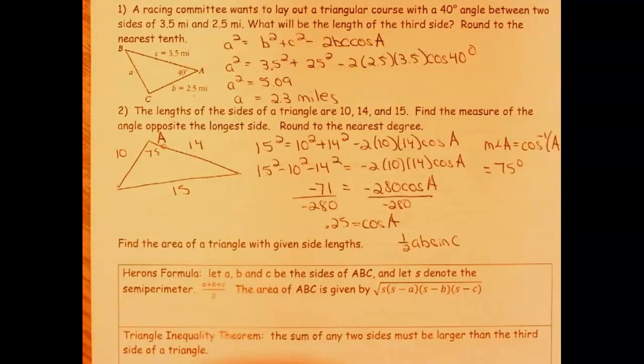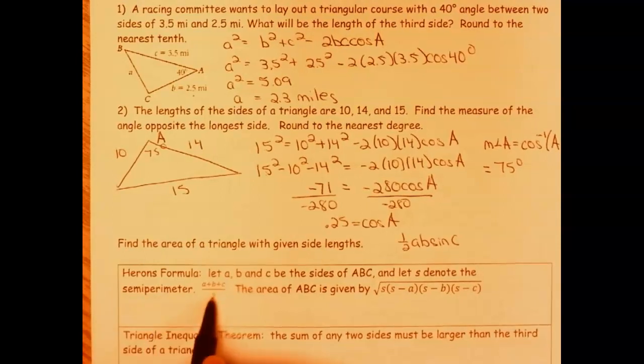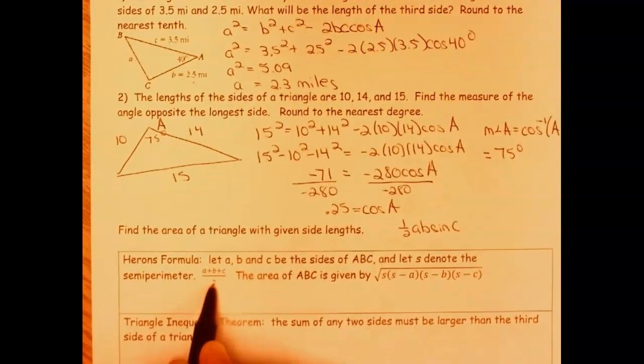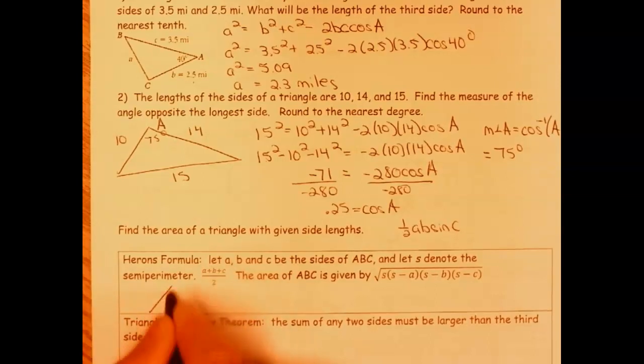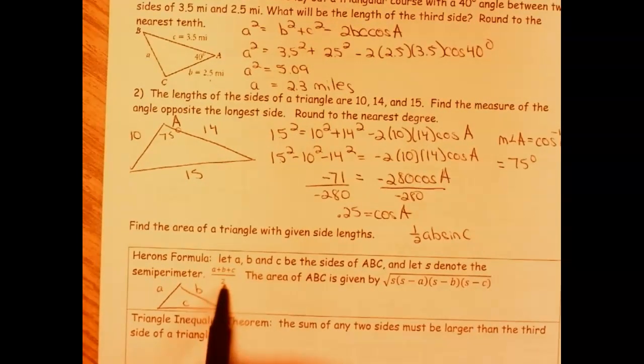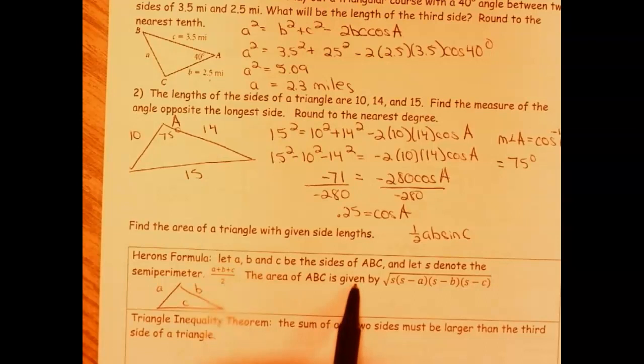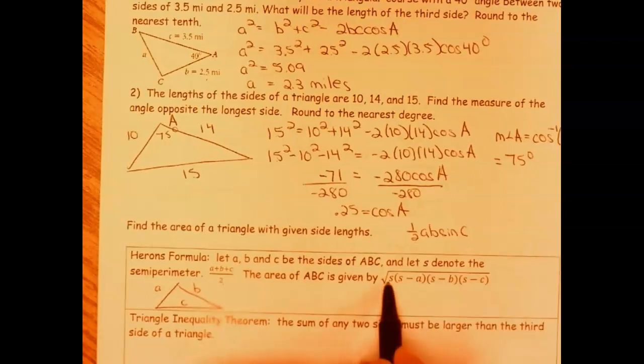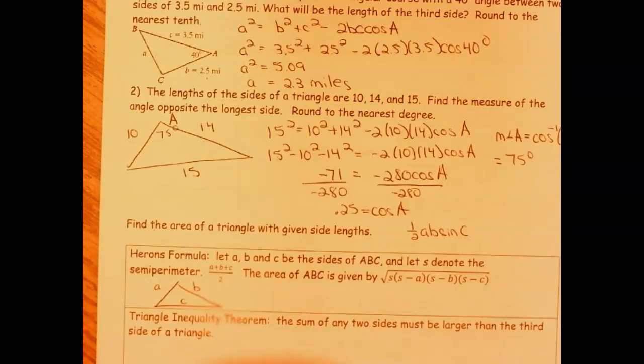The biggest thing here is there's something called the semi-perimeter. That just means half of the perimeter. So remember, the perimeter means the distance all the way around. So if I had little a, little b, and little c, I add all those up, I divide by 2, and this is called Heron's formula. Notice you take the semi-perimeter and subtract each one of your sides, multiplying it by the semi-perimeter, and then eventually taking the square root.